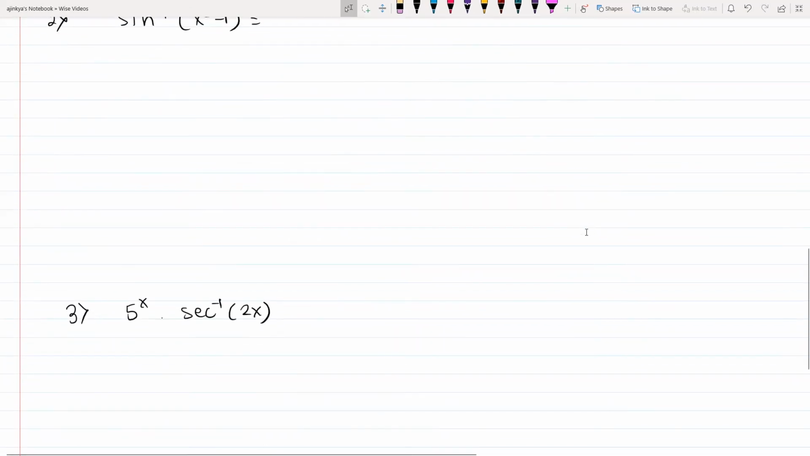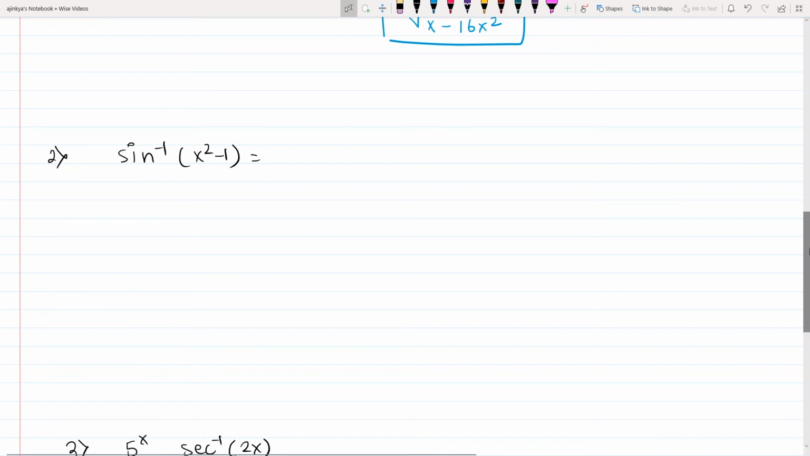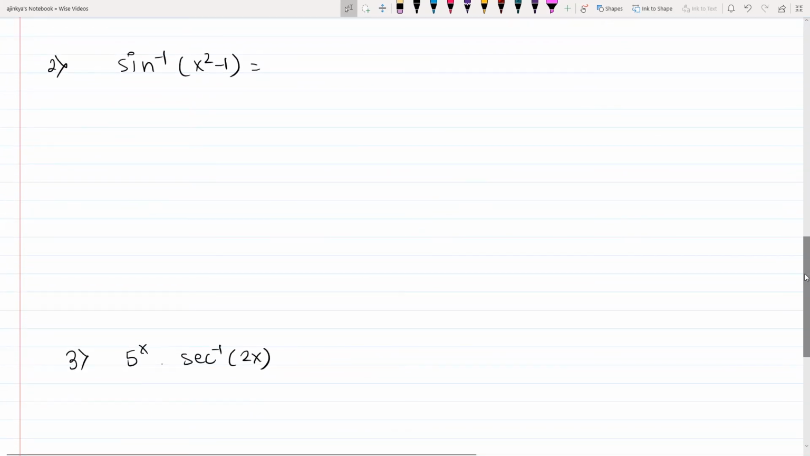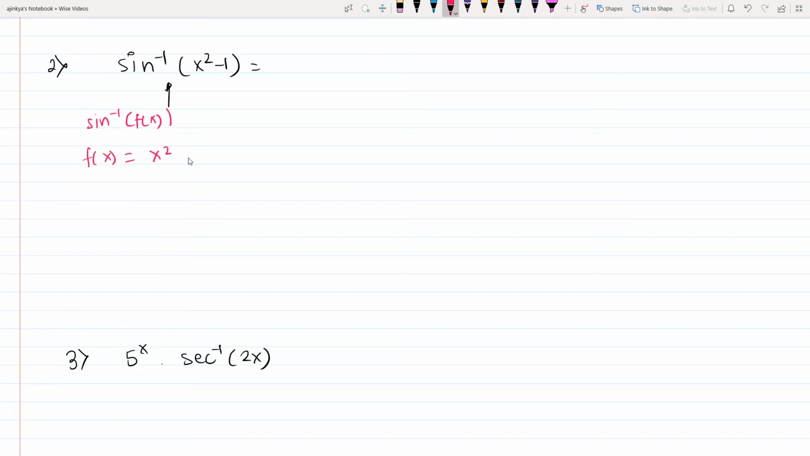So the next question will be sine inverse of x square minus 1. So this is also of the straight formula which comes like sine inverse of f of x. So it's straightforward, just we have to substitute f of x as x square. So your answer will be 1 upon under root of 1 minus x squared.